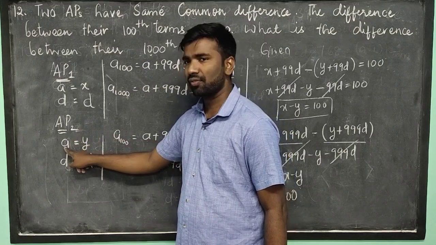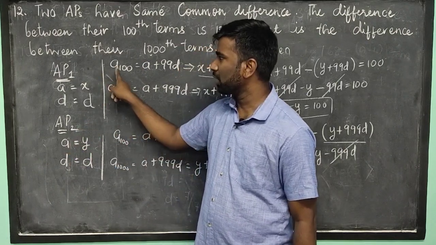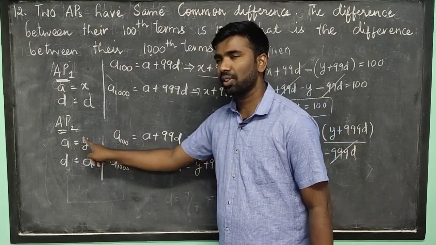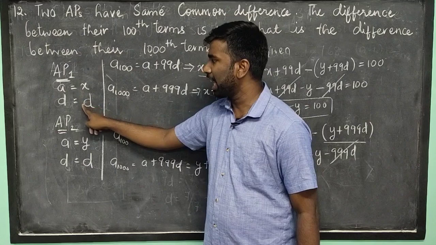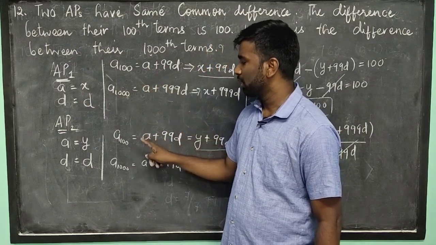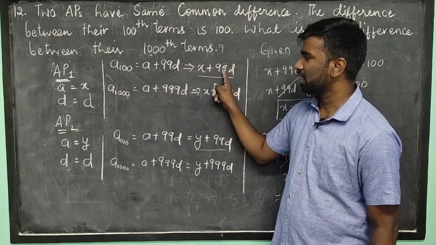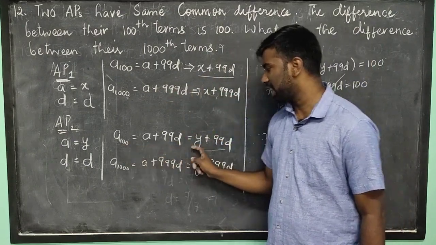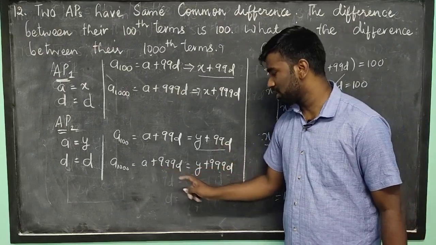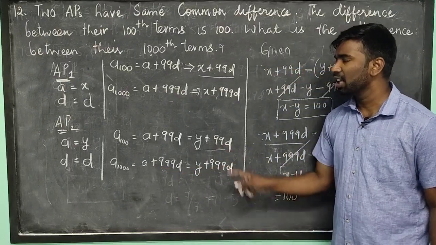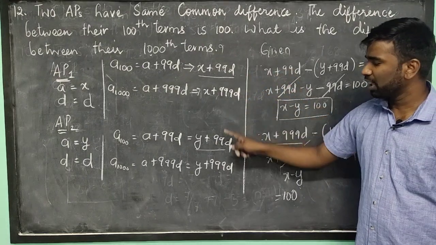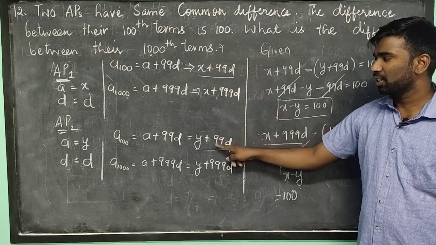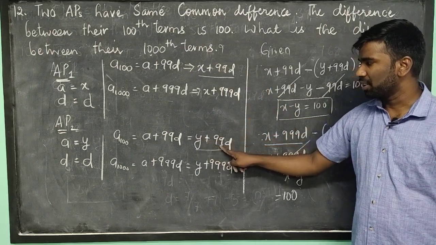For AP2, I'll consider the first term as Y. I'll find the 100th term and 1000th term for AP1, and in the same way for AP2. Substitute the values of A and D in the formula. We get the 100th term as X plus 99D and the 1000th term as X plus 999D. In the same way, the 100th term for AP2 is Y plus 99D and the 1000th term is Y plus 999D.